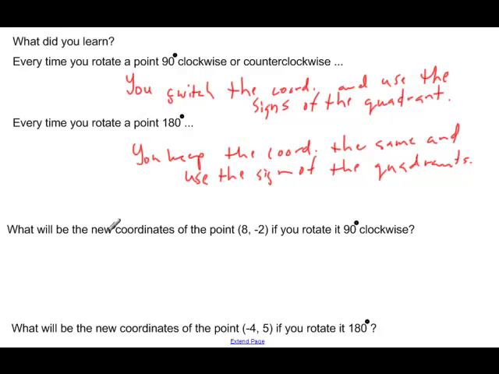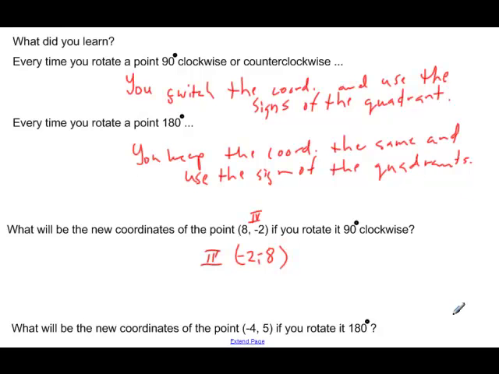What will be the new coordinates of the point 8, negative 2 if you rotate 90 degrees clockwise? So I don't need the coordinate plane to do this. I have a rule. I know that I'm going to switch these around. So instead of 8 and 2, it's going to be 2 and 8. And then the sign is going to be what? Well, if I'm at 8, negative 2, that means I'm going to the right and down. That puts me in quadrant 4. If I rotate 90 degrees clockwise, I'm going to be in quadrant 3. Quadrant 3 has to be negative, negative.